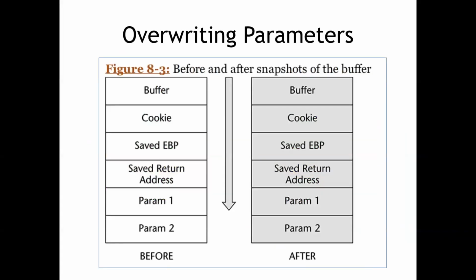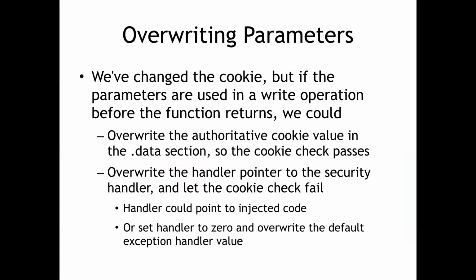So here's another picture, before and after snapshots of the buffer. I think we've already covered this. As you override parameters, you leak. And all right, so we changed the cookie.